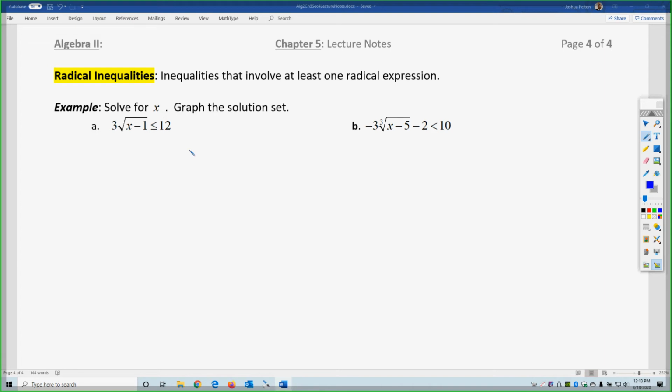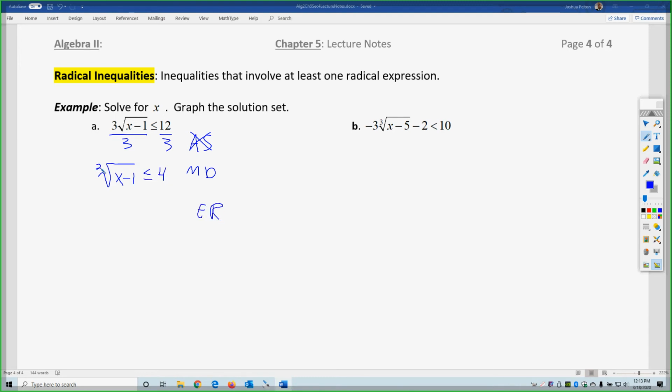So we'll do the add subtract step here, but there is no add subtract here because it's inside the radical, which is a grouping symbol, so it has to go last. So we'll do multiply divide, which is divide by 3. So that's root x minus 1 is less than or equal to 4. And then we'll do the exponent radical step.